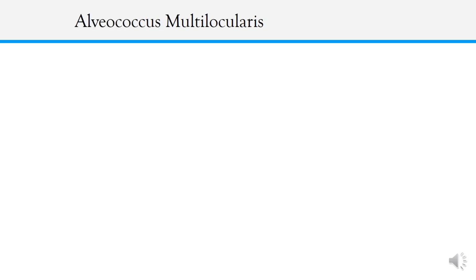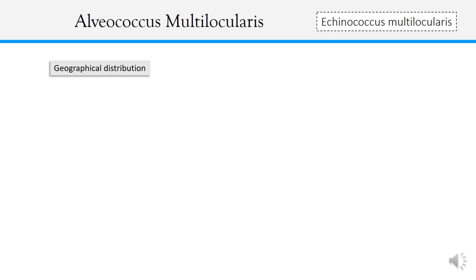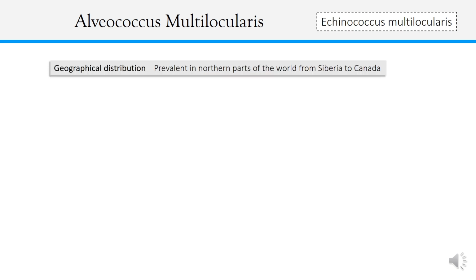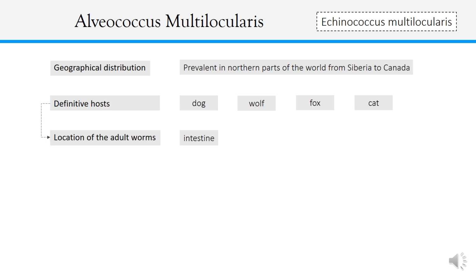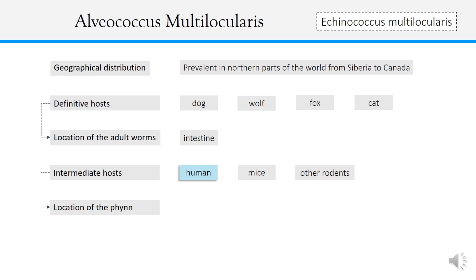Now let's speak about Alveococcus multilocularis, another parasite. Its geographical distribution: it is prevalent in northern parts of the world from Siberia to Canada. Definitive hosts are dogs, wolves, foxes, cats, and inside of the definitive host, the location of the adult worm is the intestine. The intermediate host could be a human, also mice and other rodents. Location of the fin: here the human is the intermediate host.